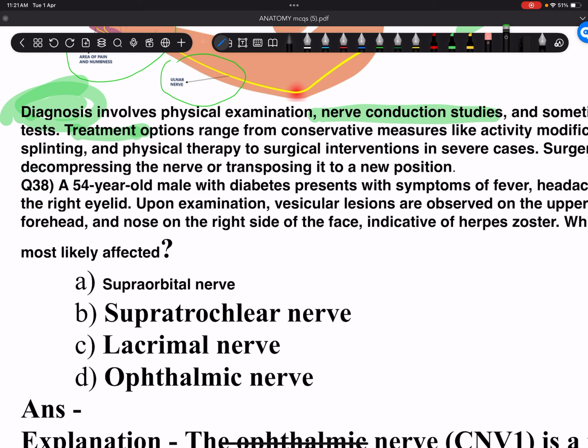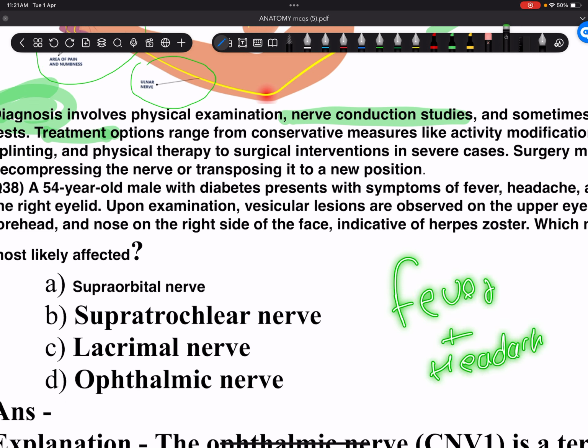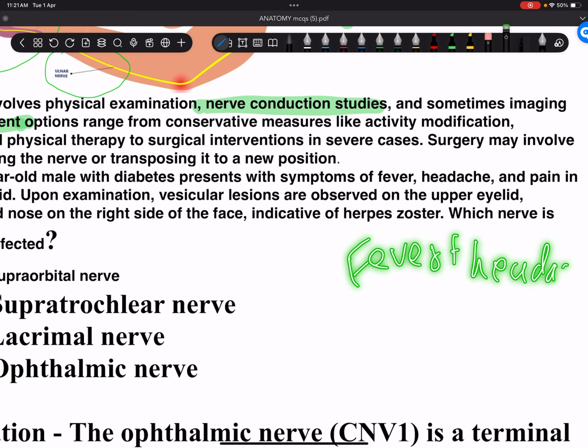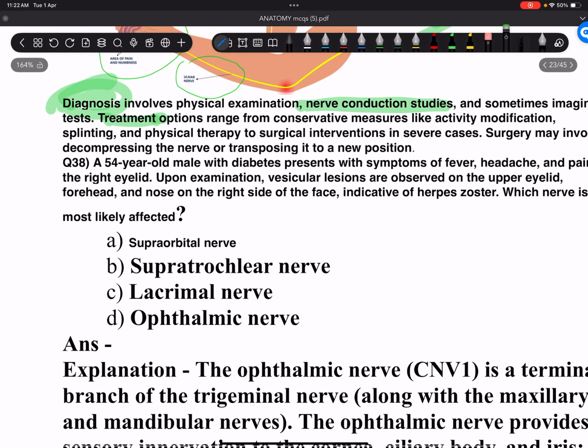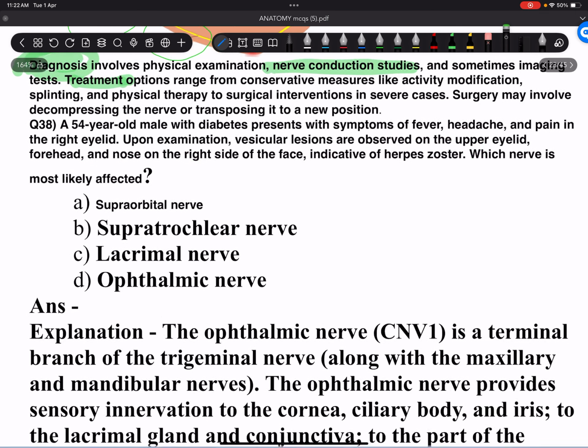A 54-year-old male with diabetes presents with symptoms of fever, headache and pain in the right eyelid. Upon examination, vesicular lesions are observed on the upper eyelid, forehead and nose on the right side of the face, indicative of herpes zoster. Which nerve is most likely affected?